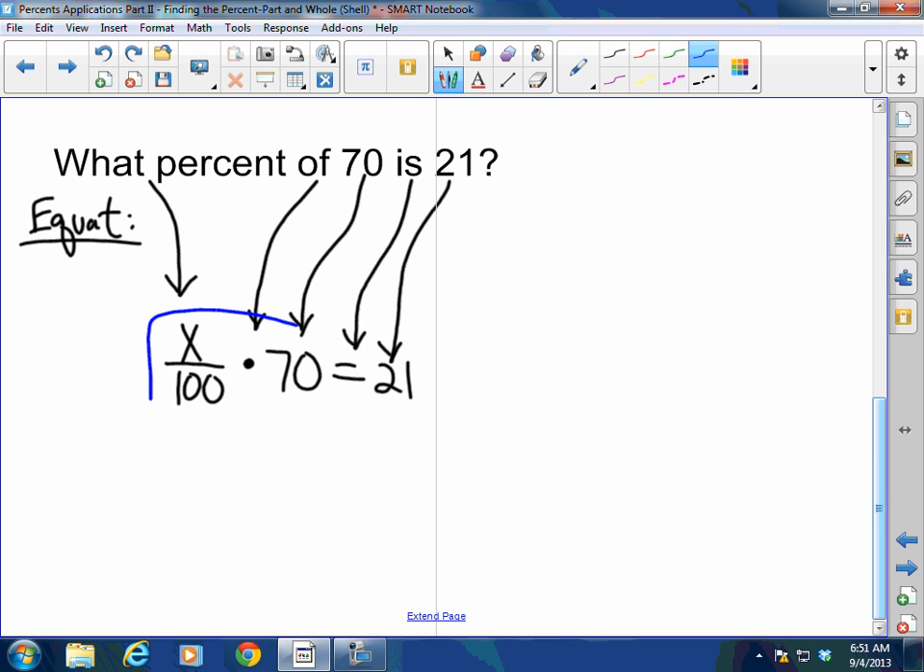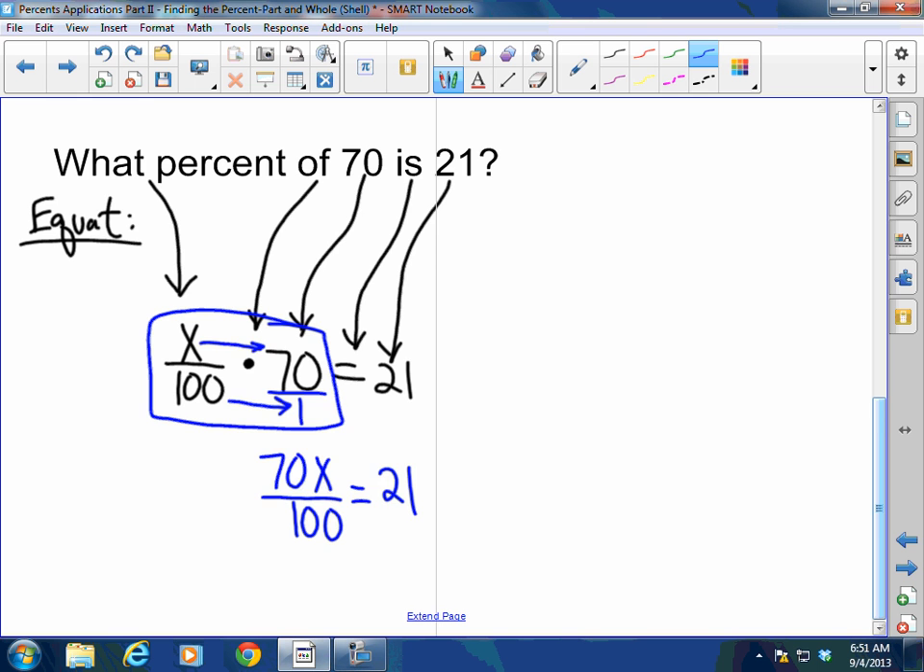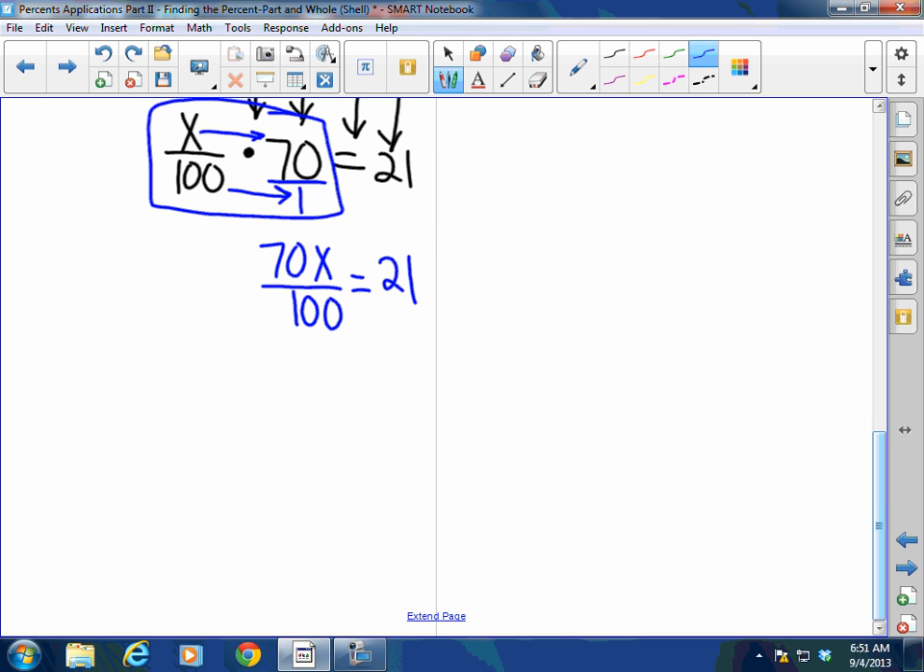Let's look at what we have here. X over 100 times 70. Don't freak out. Remember that 70 has a denominator of 1. And remember that when you multiply fractions, it's numerator times numerator, denominator times denominator. So x times 70 is 70x. 100 times 1 is 100. And that equals 21. Okay? Hope that makes sense.